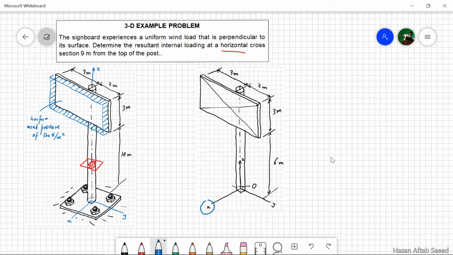So we have marked the coordinate axes. Now we show the potential components on the cut section at O. As is our practice, let us show them in their positive senses. We have three moments. This is Mx, My, these are the bending moments, and T, this is the twisting moment, all shown in their positive senses.